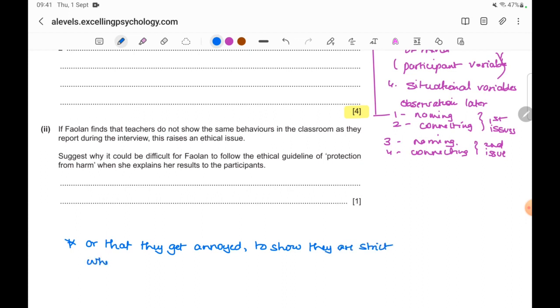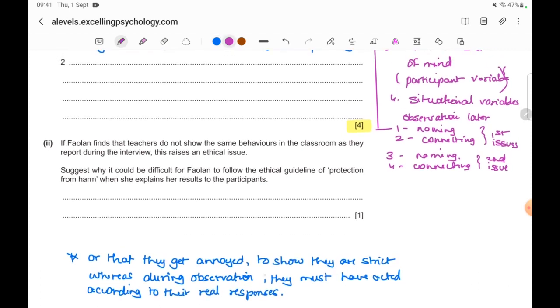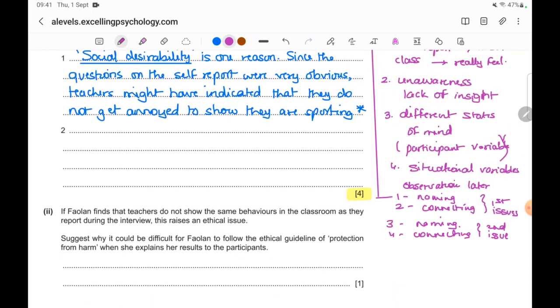whereas during observation they must have acted according to their real responses. Okay, one mistake students would make here, so I'll point it out immediately. To talk only about, say, Social desirability, and then not talking about how observation differs.